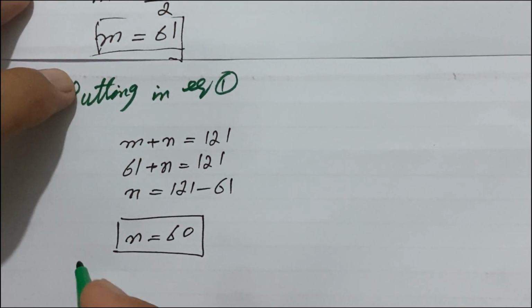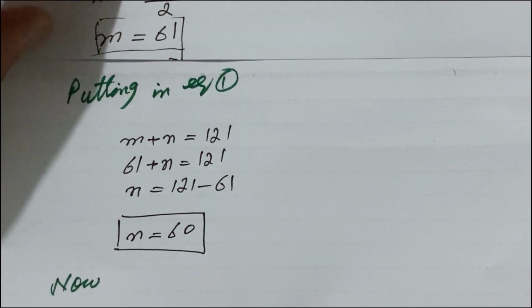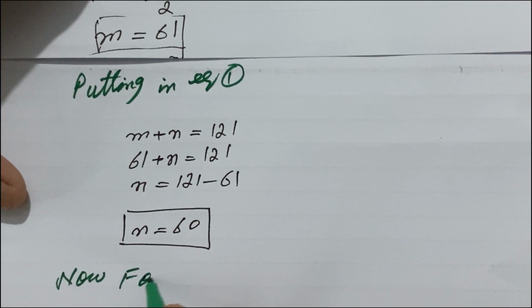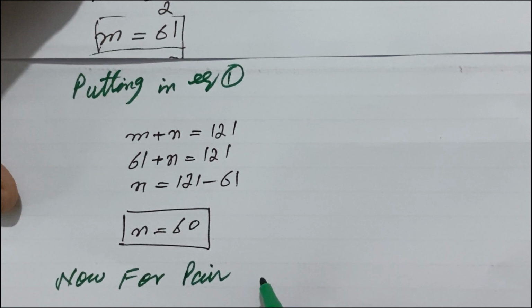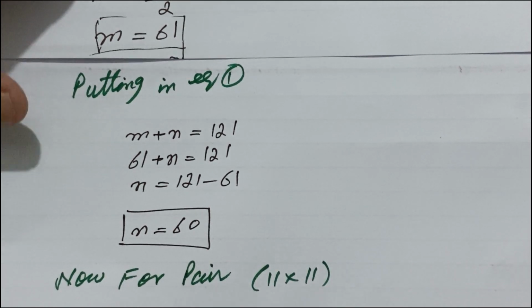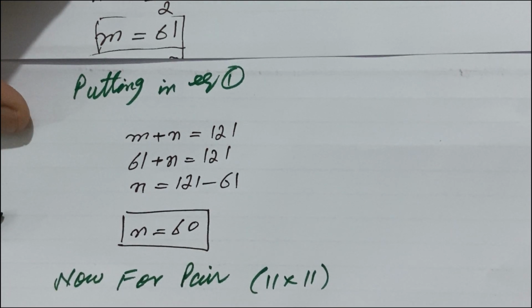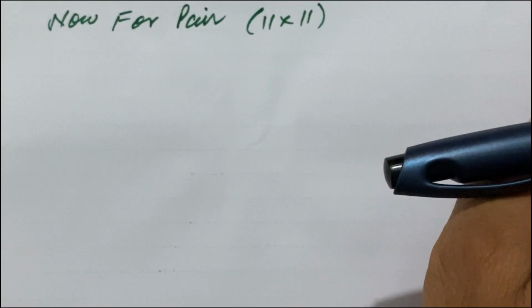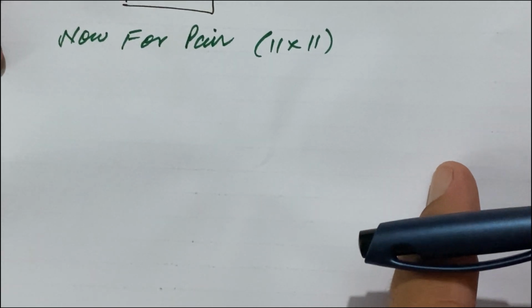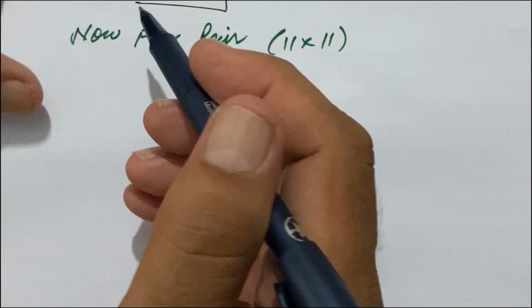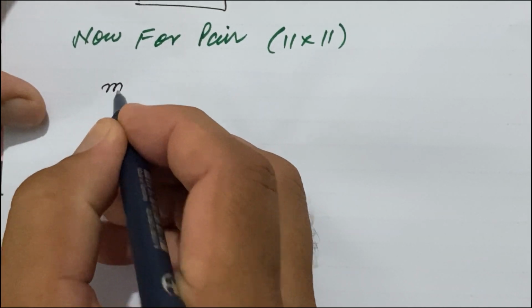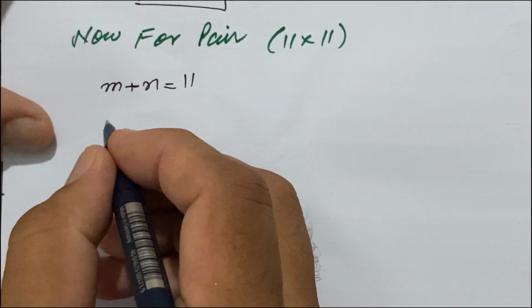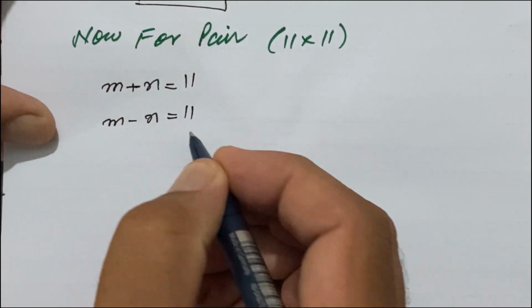Now for pair 11 into 11. Here m plus n is equal to 11. M minus n is equal to 11.